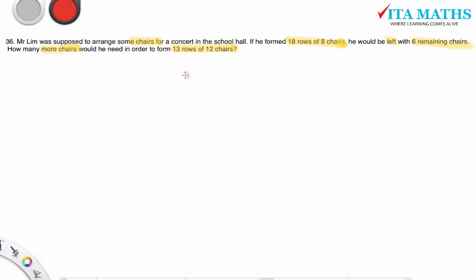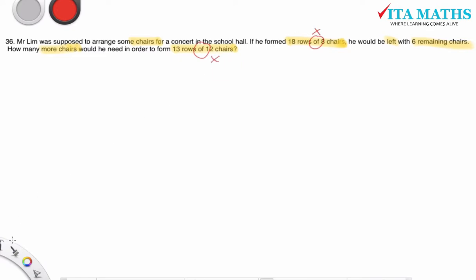Something very important when you see words like "of". Okay, sorry, it's too thick. Why not let me change this to the pen. Okay, when you see words like "of", it actually means multiply, which is times.